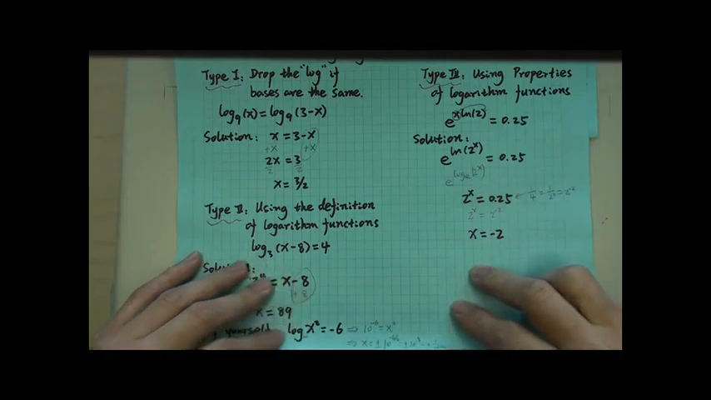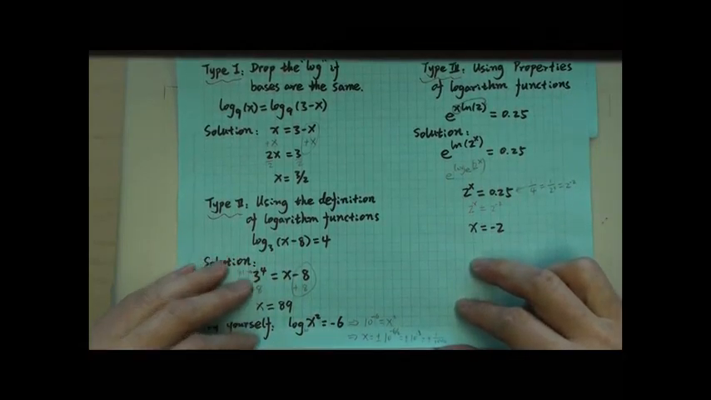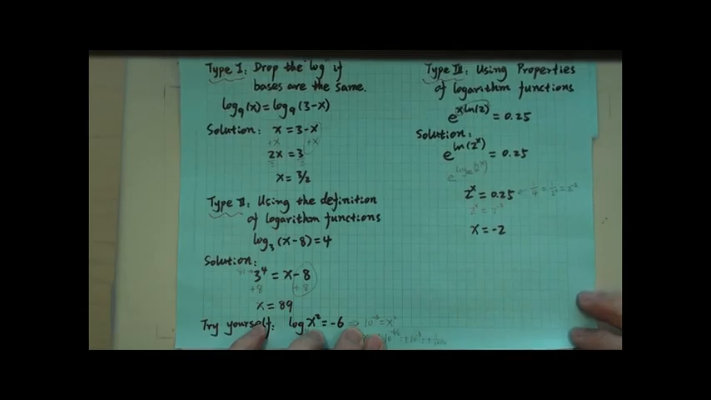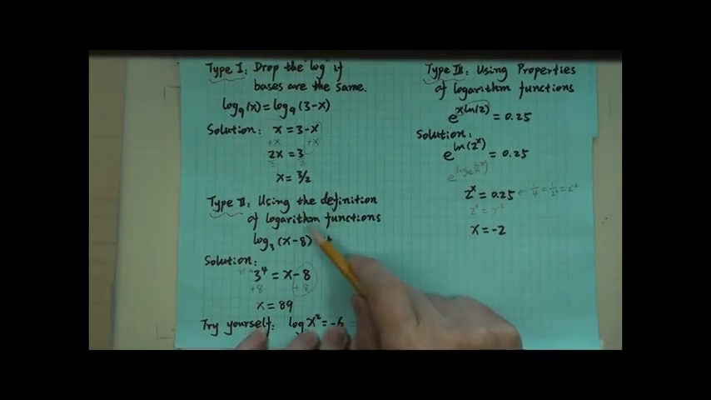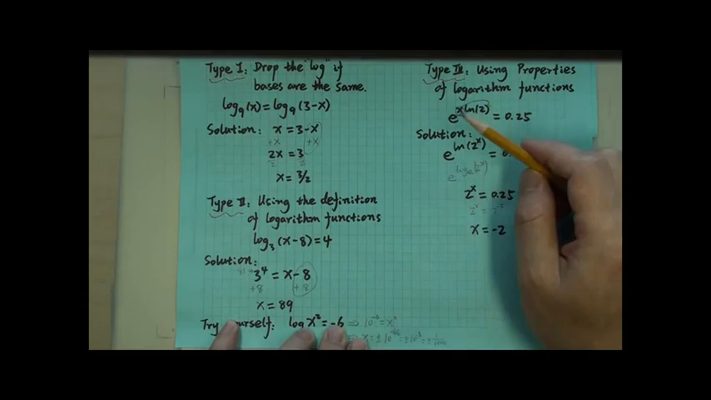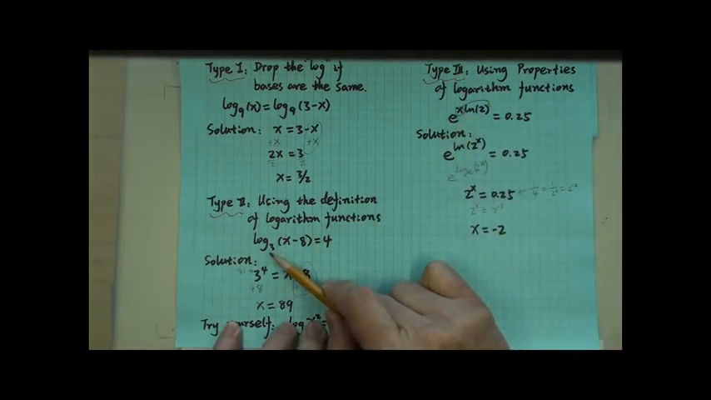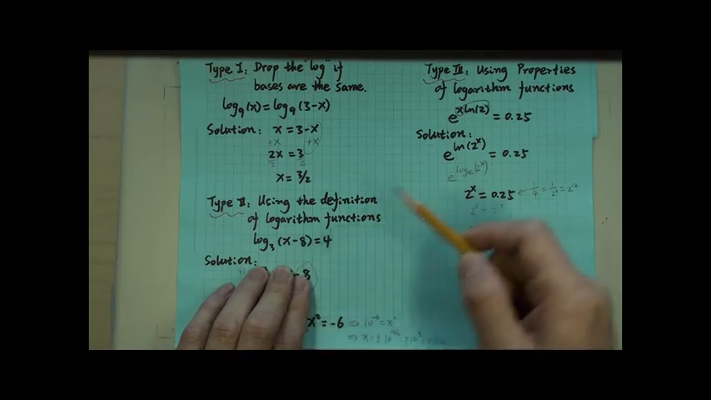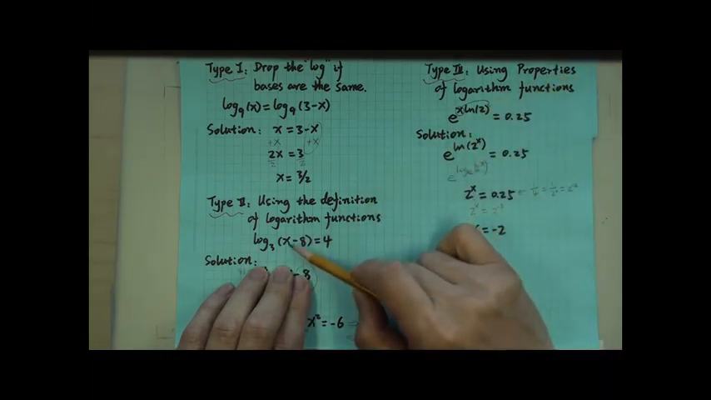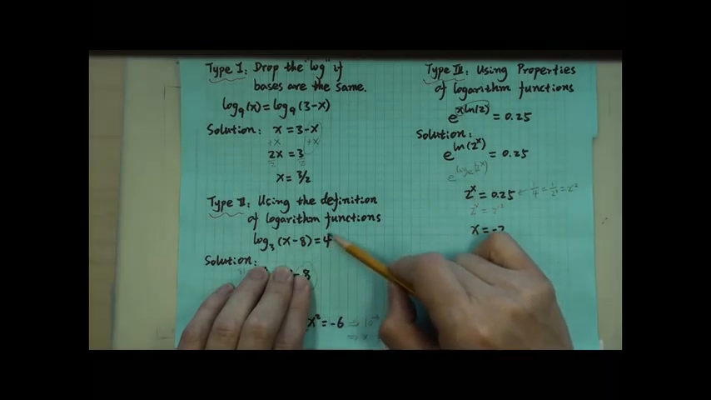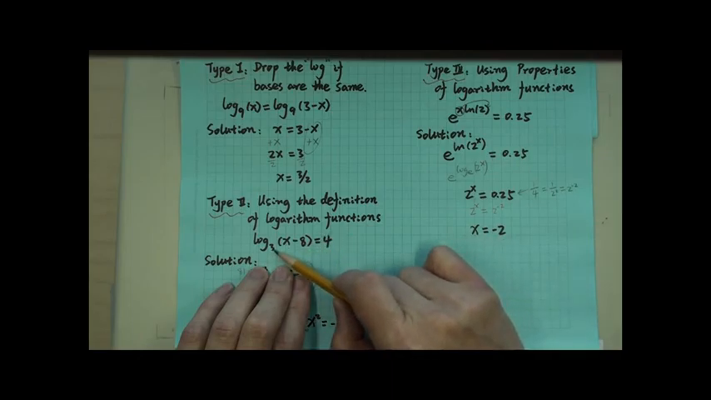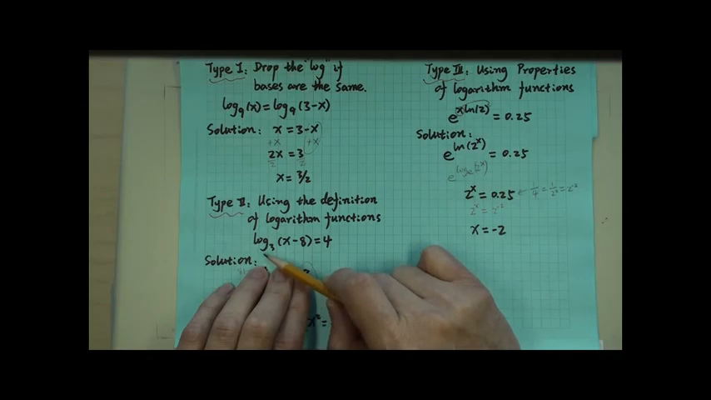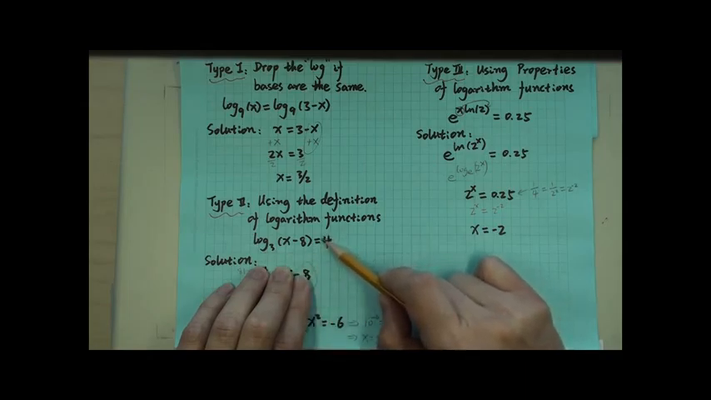The second type is using the definition of logarithm functions. For this one, log base 3 of x minus 8 equals 4. We want to find x. You know 4 is the exponent. Exponent of what? Of this base 3. Logarithm, remember, all the time is to find the exponent.